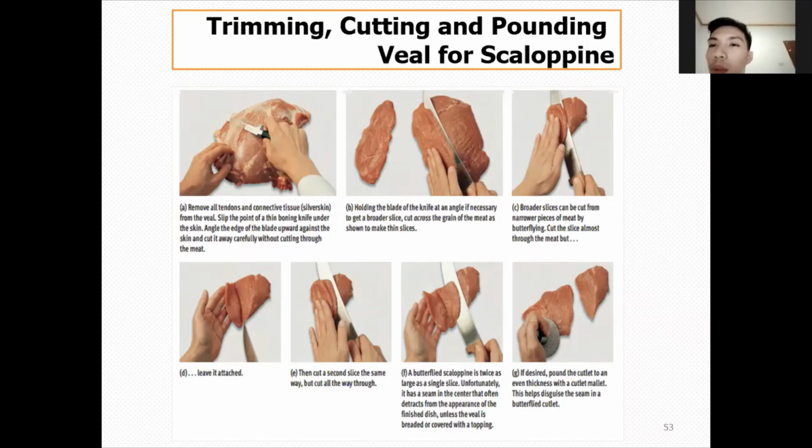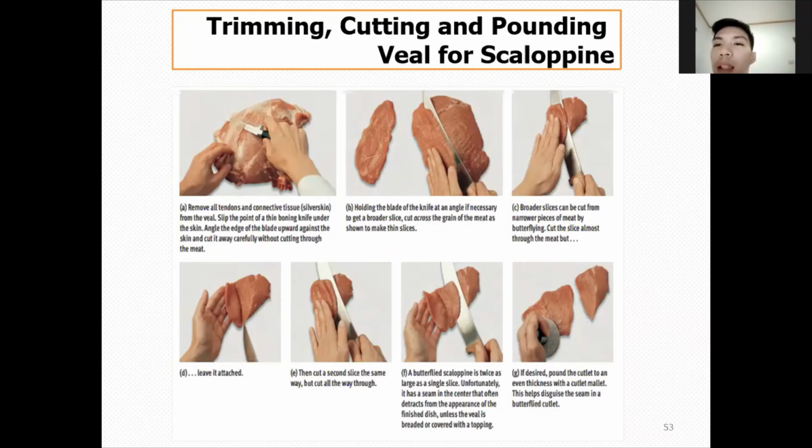Next, broader slices can be cut from narrower pieces of meat by butterflying. Cut the slice almost through the meat but leave it attached. Then cut the second slice the same way, but cut all the way through. A butterfly half-wing is twice as large as a single slice.